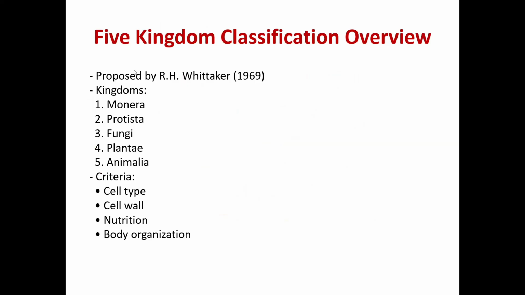Five kingdom classification. Living things are very diverse, not just variation, we have diversification. So scientists grouped them into five major categories. The name of the scientist is R.H. Whittaker, in 1969. The five major kingdoms are named Monera, Protista, Fungi, Plantae and Animalia.